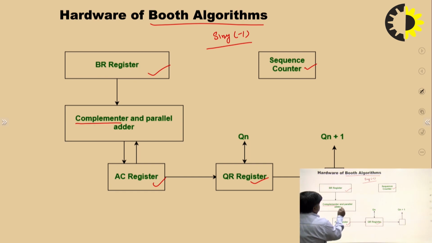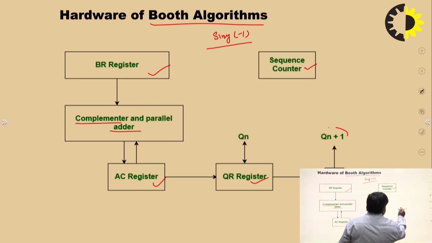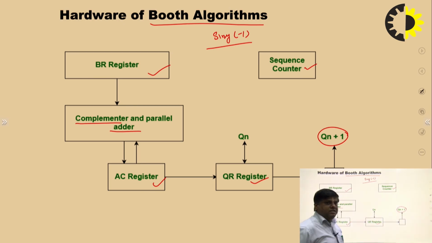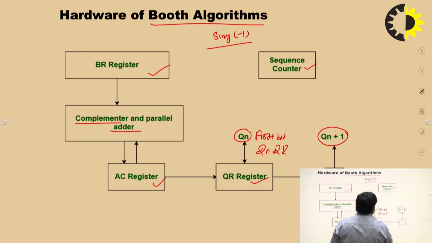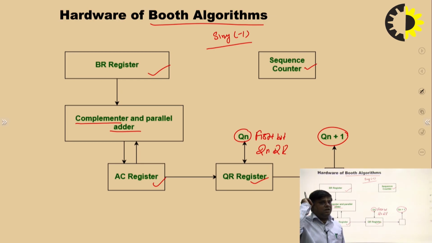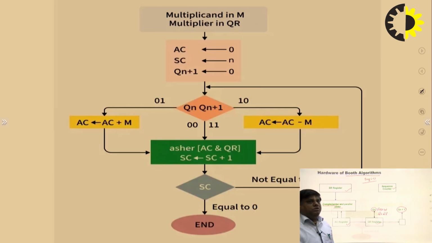We find the complement and use the parallel adder for the BR value, that is the multiplicand. And in QR, we perform the multiplication, and in Qn plus 1, the starting value is 0. And what is Qn? Qn is the first bit of QR. This is the very simple hardware architecture of the Booth algorithm.